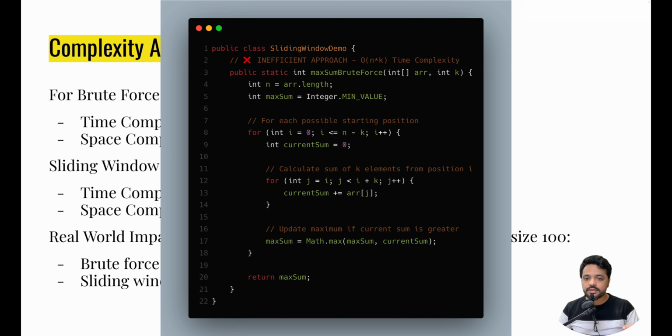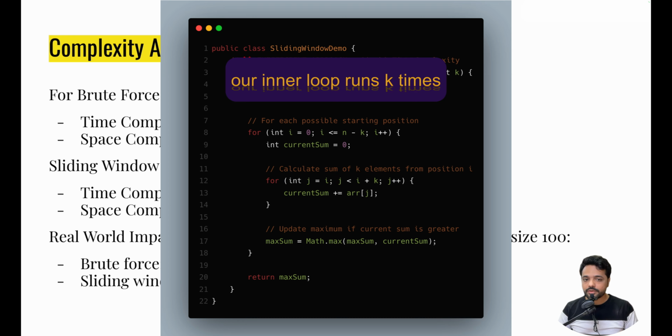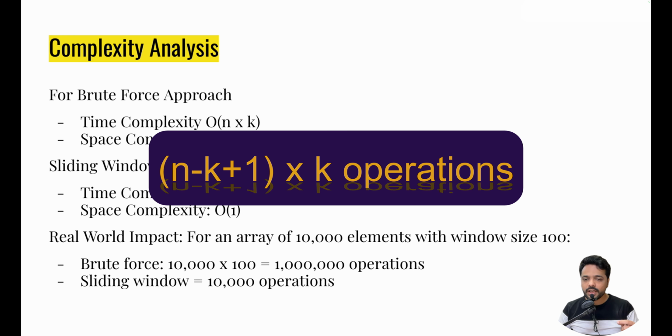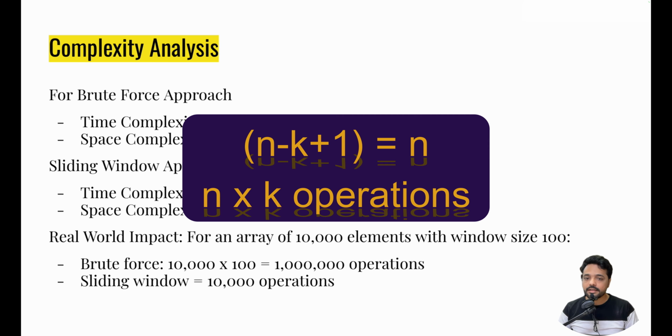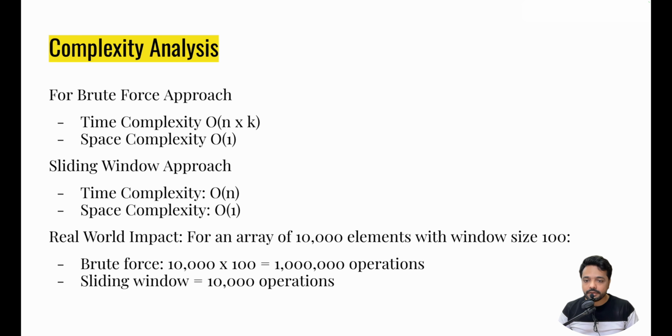For each of those positions, our inner loop runs k times to calculate the sum. So we are doing n minus k plus 1 times k operations. For large arrays, n minus k plus 1 is basically n, so we get n times k operations. That's a lot of repeated work.